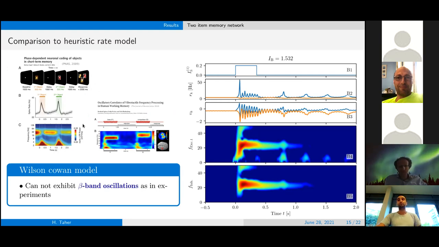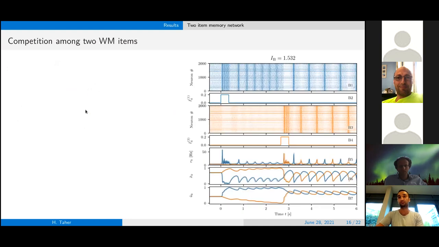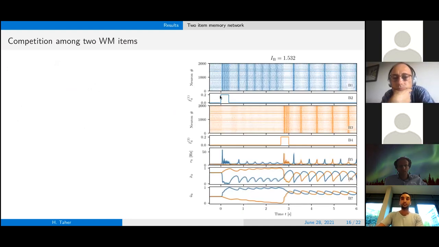Okay, this was all about loading one item in the network, but if you remember, the architecture which I've shown you is able to load two working memory items. And this is what I do here. So here, the blue population is stimulated. It lands on this limit cycle, where it periodically emits these population bursts. And at a later time, the orange item is loaded by another kick of the same size and amplitude.